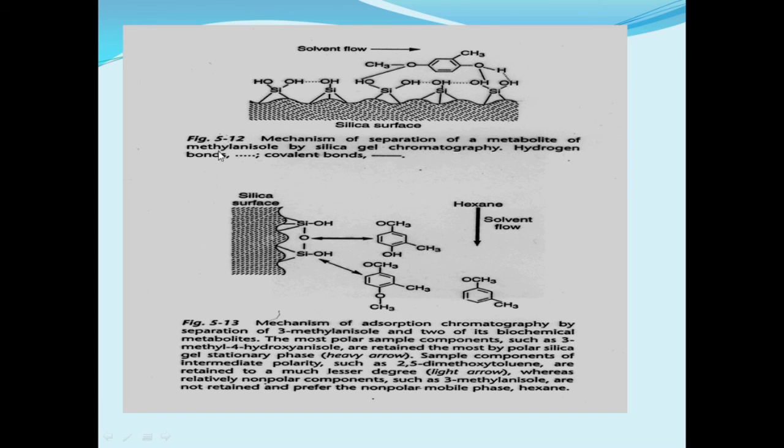In figure 5.12, the mechanism of separation of metabolites of methylanisole by silica gel chromatography. Hydrogen bonds are shown by the dotted line. Covalent bonds are shown by the thick line. This dotted line indicates hydrogen bonding. This thin line indicates covalent bonds.